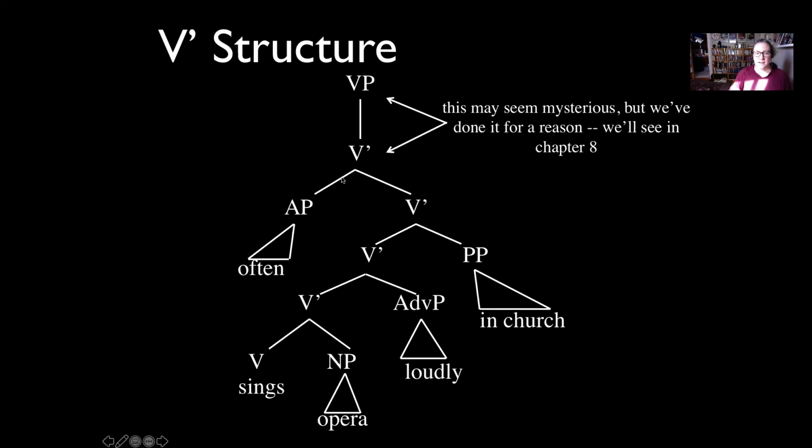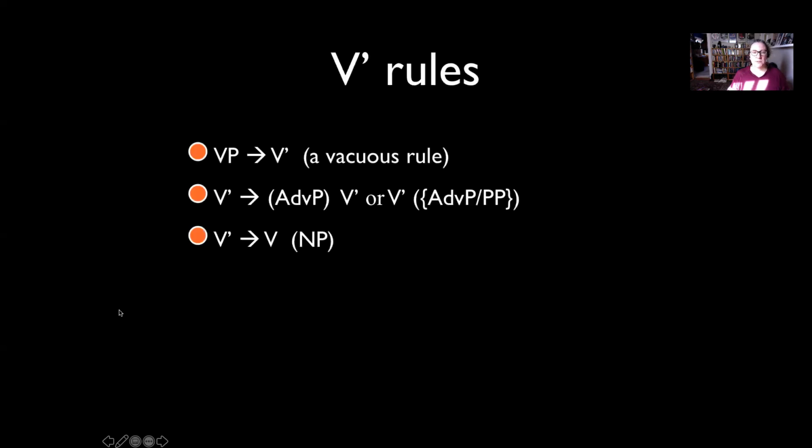So here with the V-bar, we've got our adverbial phrase often, right? We've got our verb sings. We've got the object of the verb, opera, the noun phrase that complements it. We've got the adverb loudly, and then the prepositional phrase in church. And each of these that made a constituency of its own becomes its own V-bar. So V-bar rules. A verb phrase is made up of a V-bar. That's just sort of like a standard operating procedure.